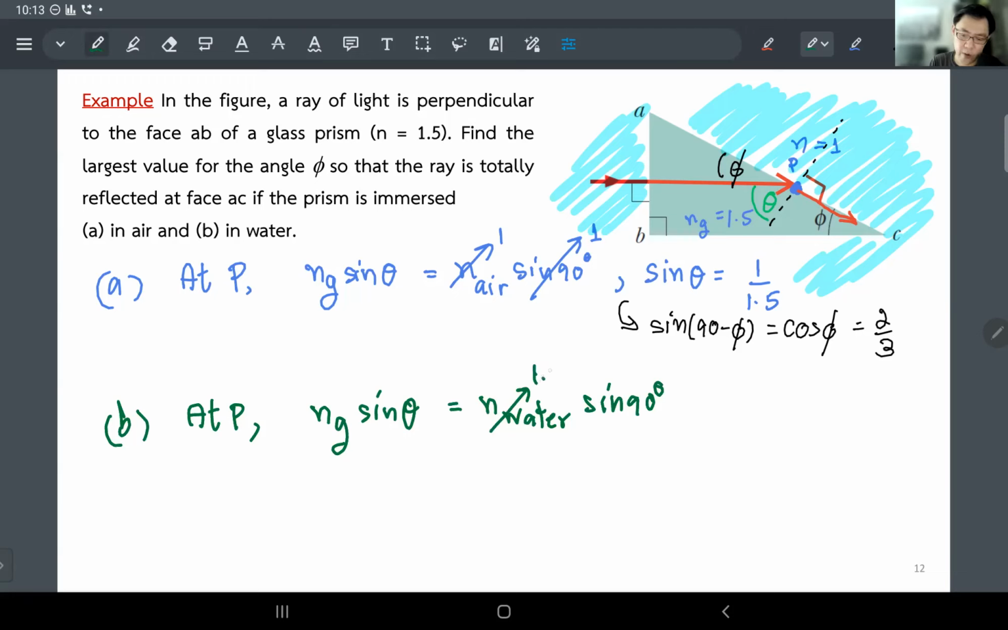Now in water, you can look it up in the table. Let's say it's about 1.3. Sine 90 is 1. The theta is 90 minus phi, so you can turn this one into cosine phi as well. So it's going to be 1.3 over 1.5, and you should be able to figure out the phi there. You are done. Okay, cool, guys.